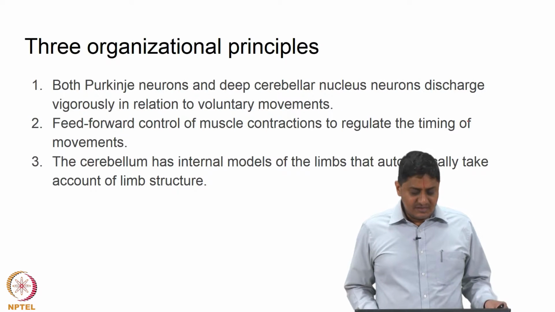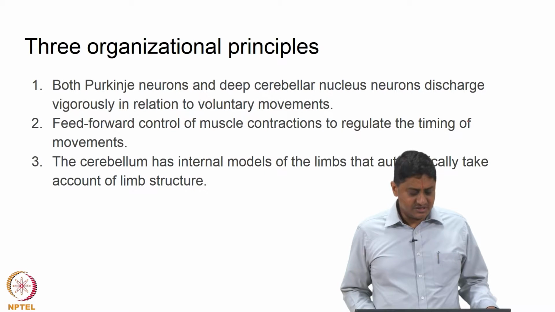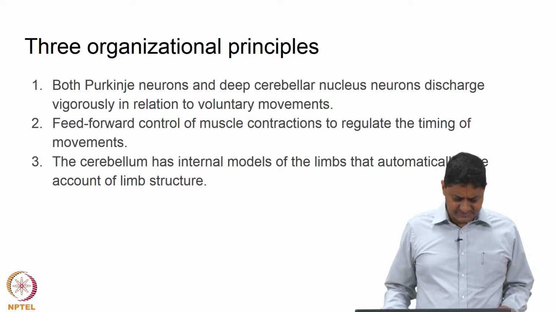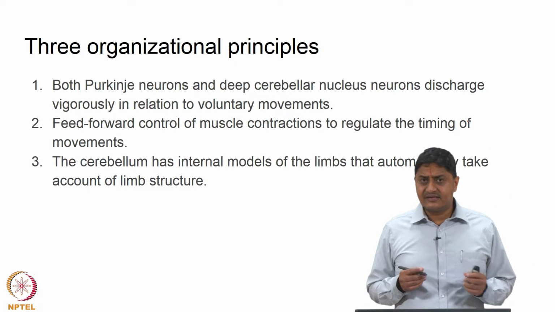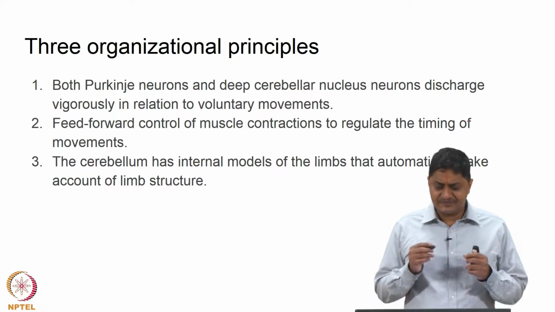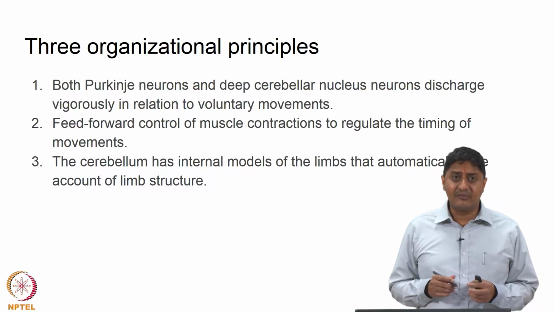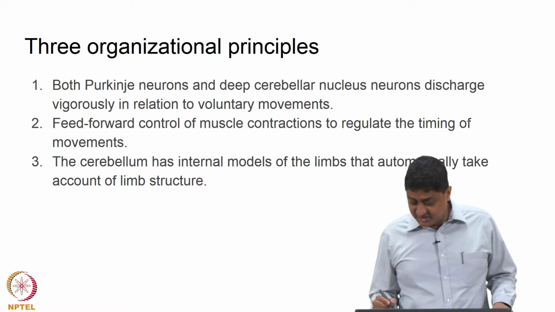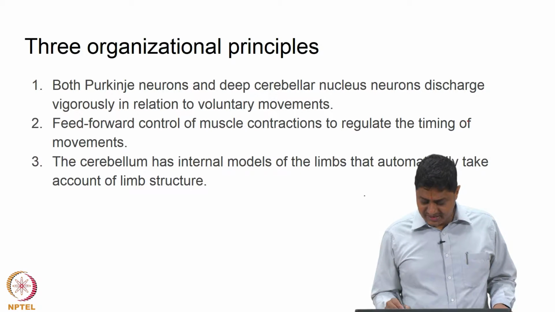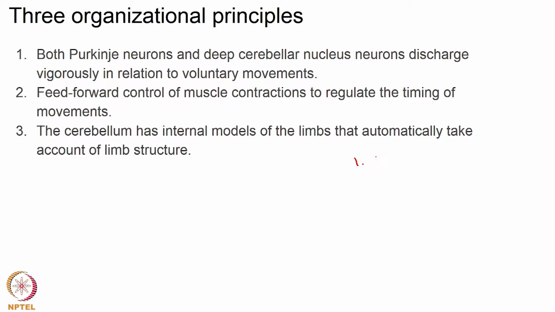The following are the three important crucial organizational principles. How are these learnt? Fundamentally, it is important to note how these are learnt. First, these are learned from animal models. Whenever we say animal models, there are multiple ways in which experiments could be performed on animals. One obvious and important way is lesions in animal models.